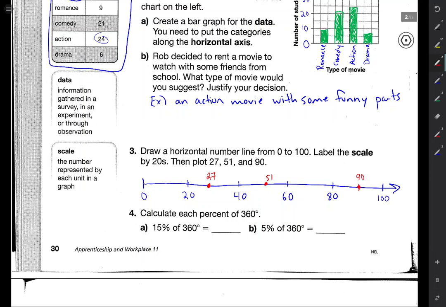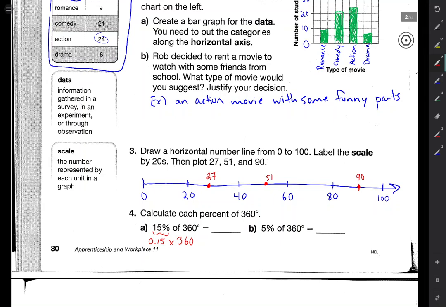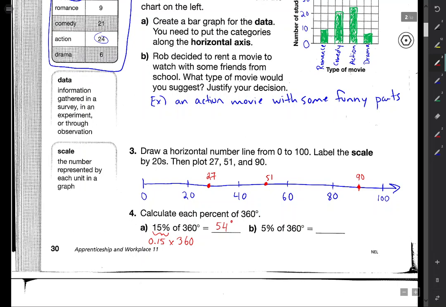In example number 4, all they want us to do is calculate each percent of 360. So this is a little bit of review from grade 10 essentials. To calculate a percent of a number, you would change the percent to a decimal. So in this case, 15% would be 0.15. We would then take that decimal and multiply it by 360. So in your calculator, if you do 0.15 times 360, you will get 54. So 54 degrees would be 15% of 360 degrees.